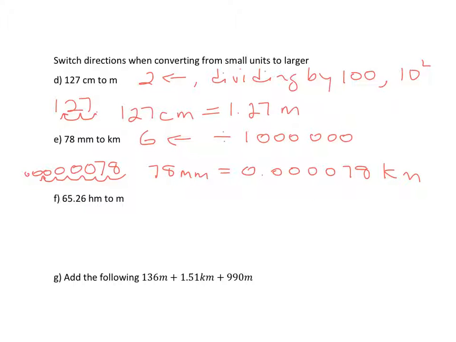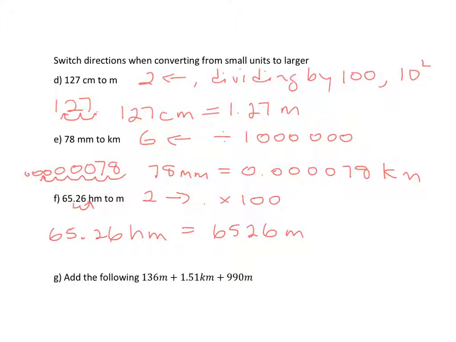All right, so we will do one here with hectometers. And a hectometer to a meter is 2 steps to the right, or multiply by 100. So I'm going to move that decimal place 2 spaces to the right, so 65.26 hectometers equals 6,526 meters.